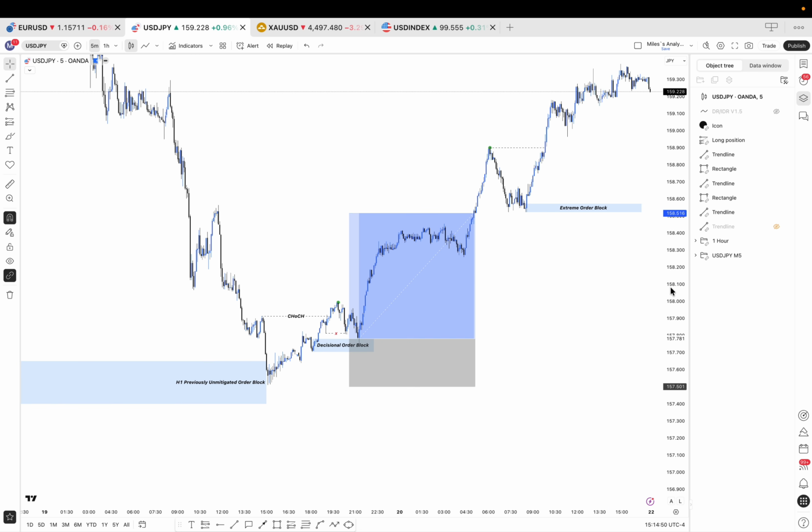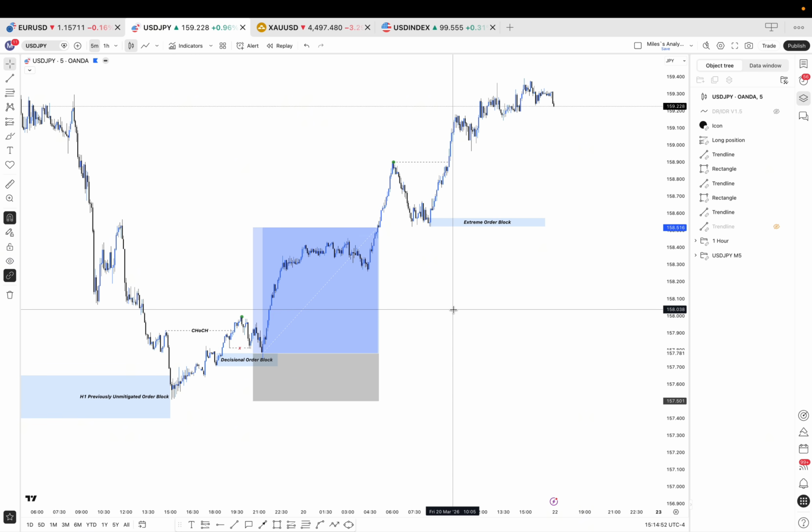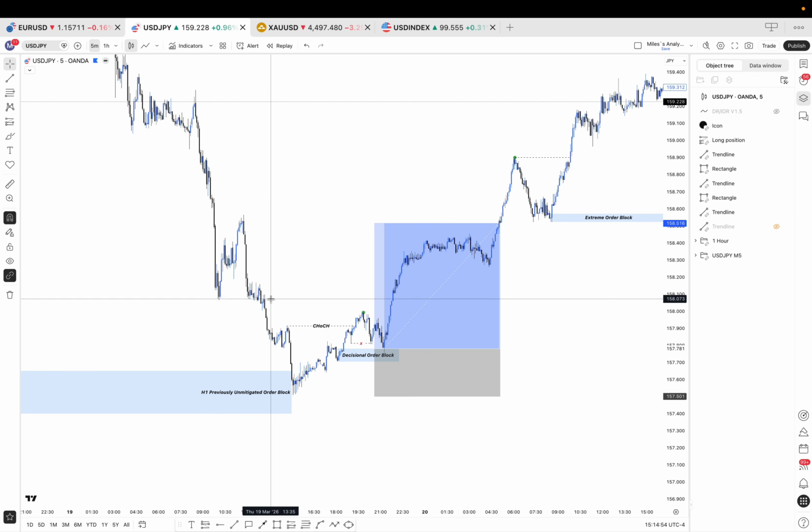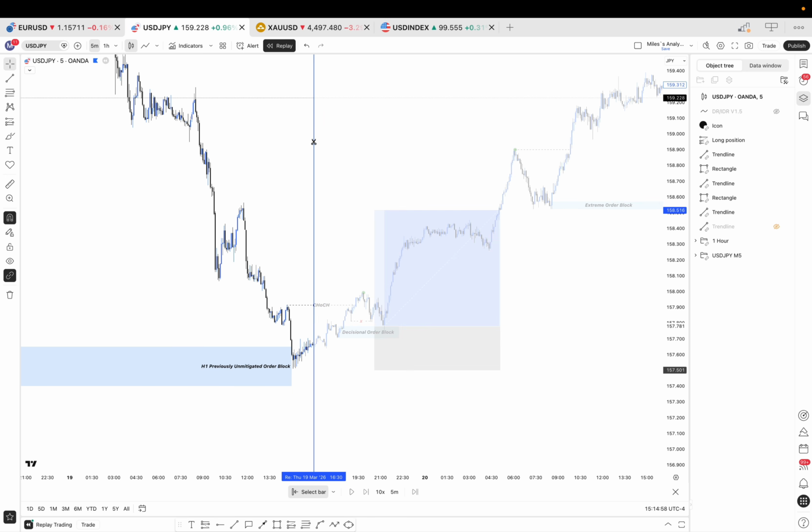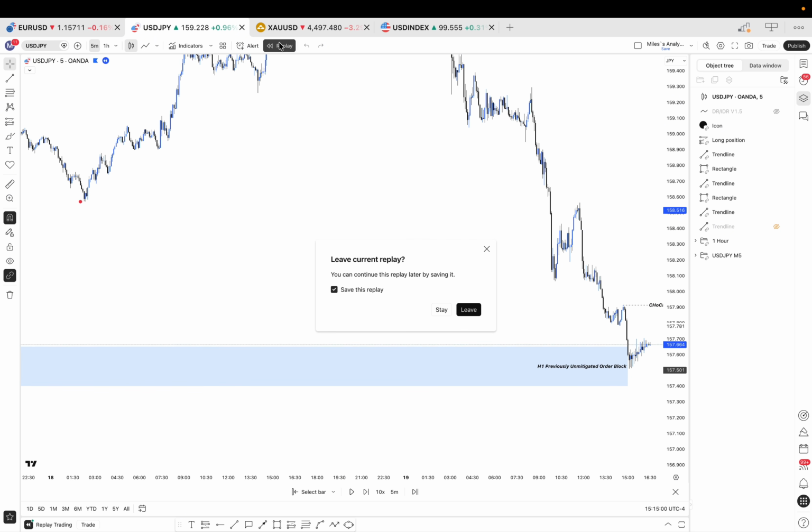While I'm at it, let me just do a quick trade breakdown of the last trade we took last week. I shared it in my Telegram channel and Discord channel as well. So just a quick replay to show you how I managed to catch this trade.